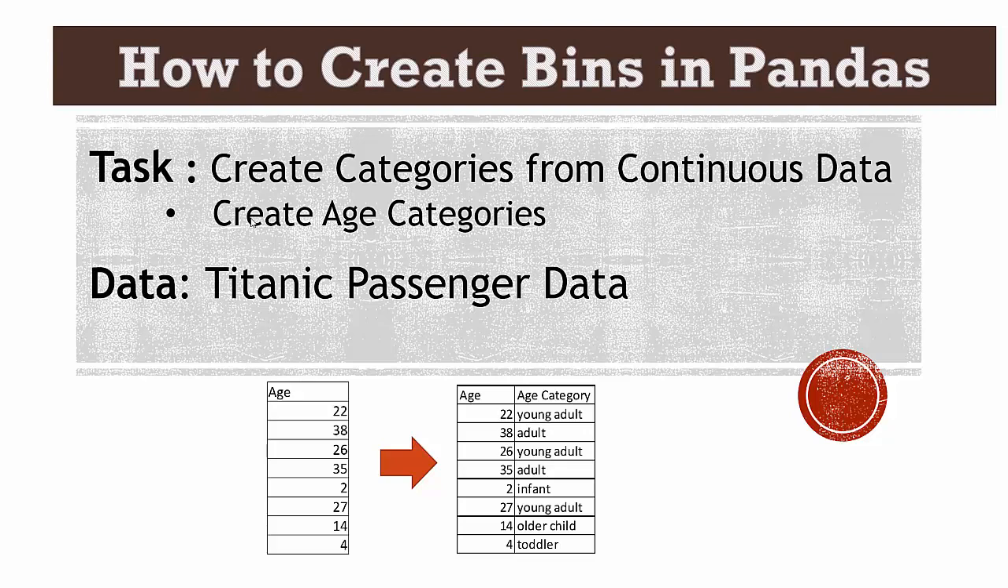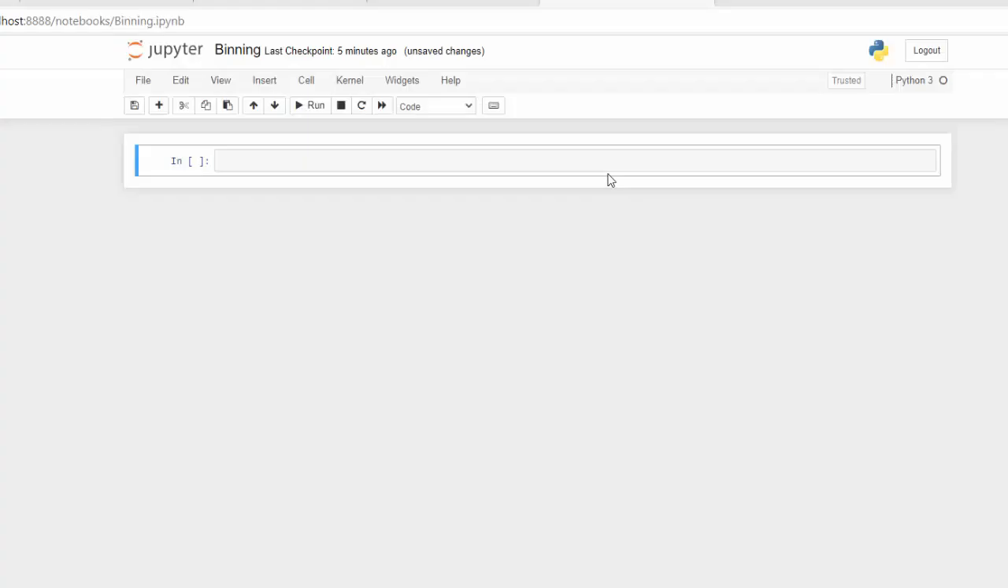Hi, I'm going to show you how to bin data using Pandas. This is a great technique to create categories out of continuous data. So we can bin things based on number ranges, age ranges, and for this tutorial, we're going to be using a Titanic data set, and we're going to be creating groups of ages using the Pandas cut function.